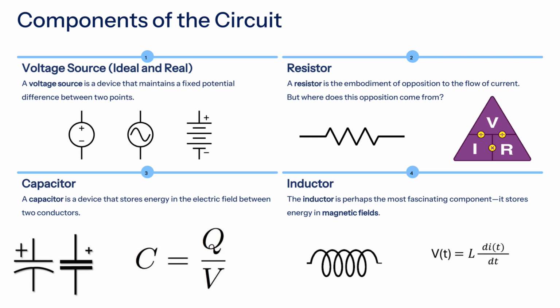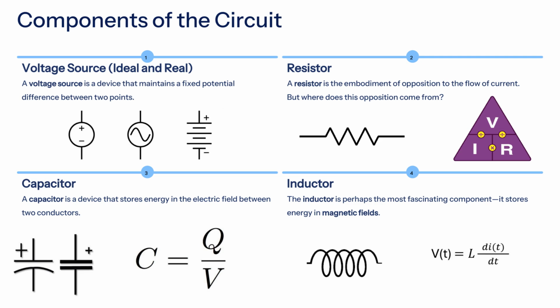A resistor is the embodiment of opposition to current. But where does this opposition come from? At the microscopic level, as electrons move through a conductor, they scatter off atoms, imperfections, and vibrations. This scattering dissipates energy as heat. This is Joule heating. So resistance is not just some mathematical constant, it's a direct measure of how disorganized interactions at the atomic level convert electrical energy into thermal energy. Mathematically, we express this with Ohm's law, V equals I times R, but physically this means the more resistance, the more energy per unit charge must be spent to overcome microscopic chaos.